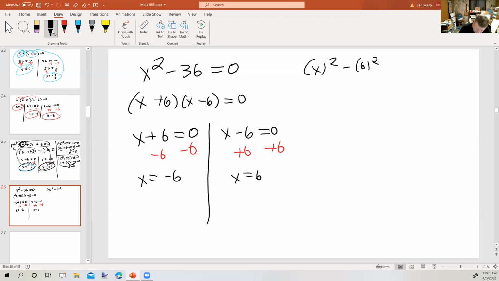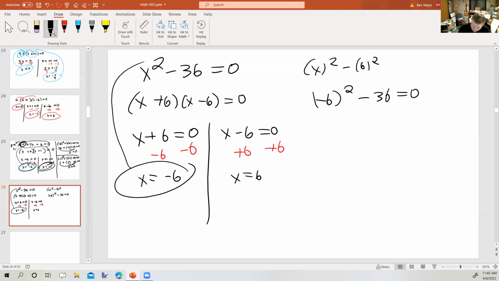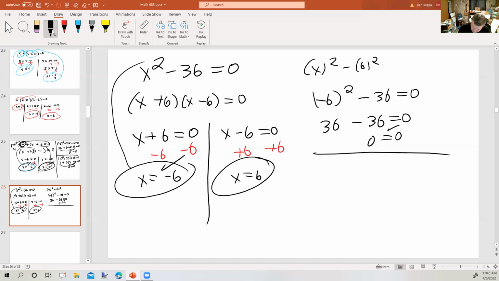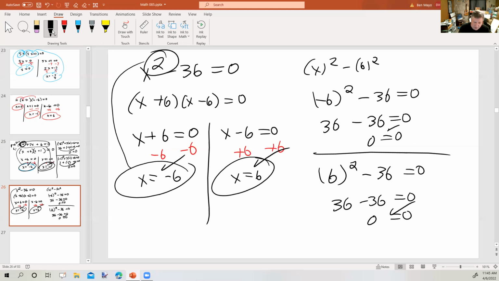Let's check our work. Let's take this one and plug it in. We get -6, the quantity squared, minus 36 equals 0. Well, -6, the quantity squared, is 36, and 36 minus 36 equals 0. 0 equals 0, so it checks. Let's take this one. X is 6. 6 squared minus 36 equals 0. 6 squared is 36. 36 minus 36 is 0. 0 equals 0. Again, second degree equation, 2 solutions.